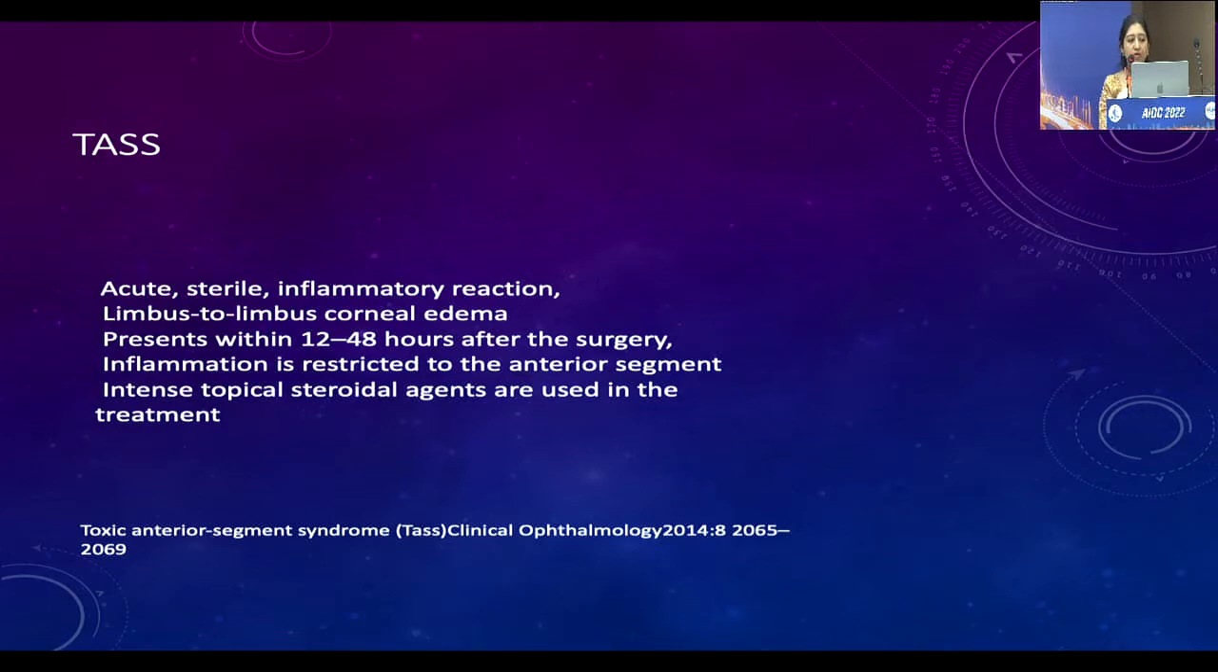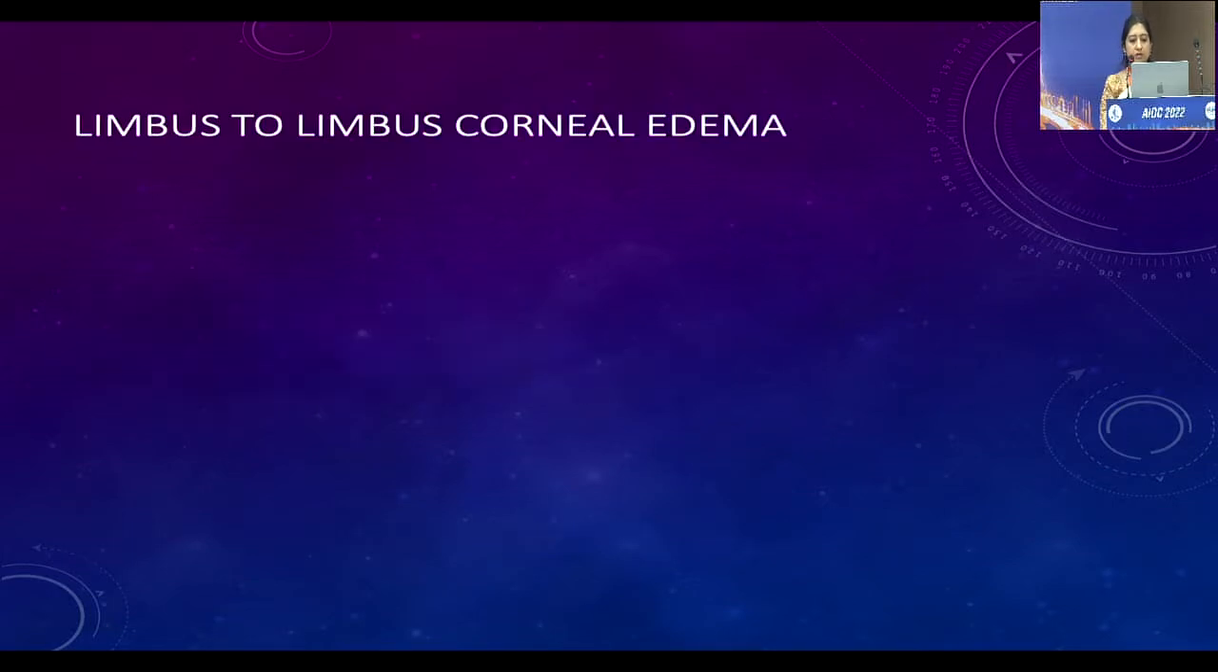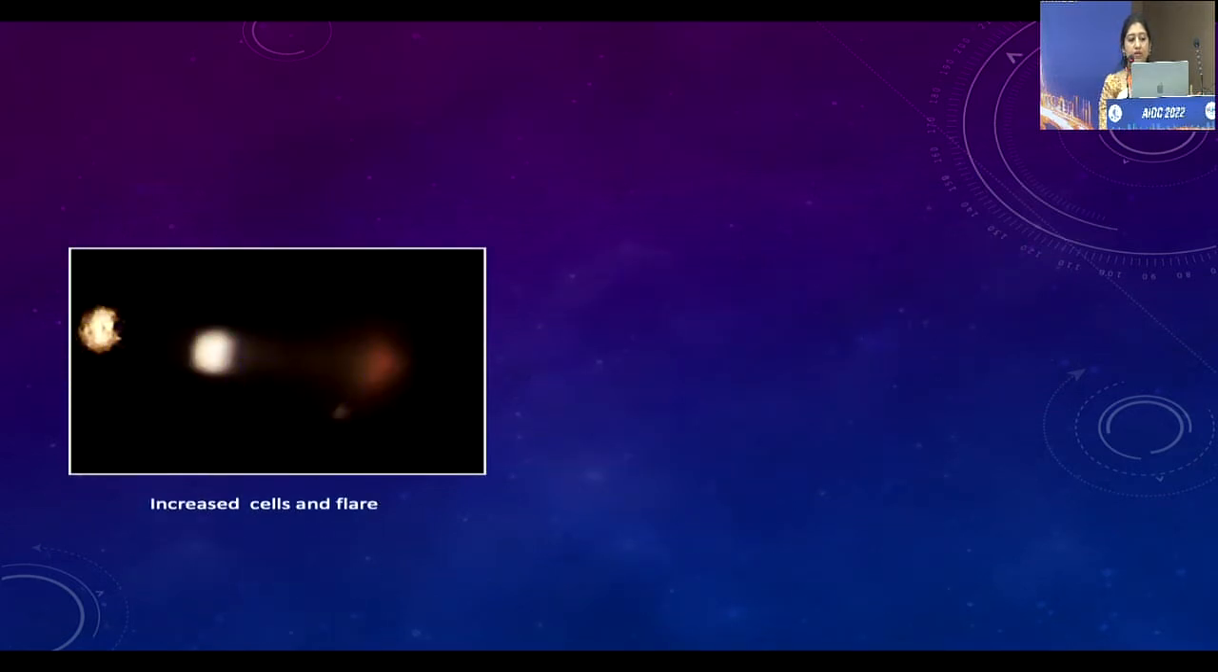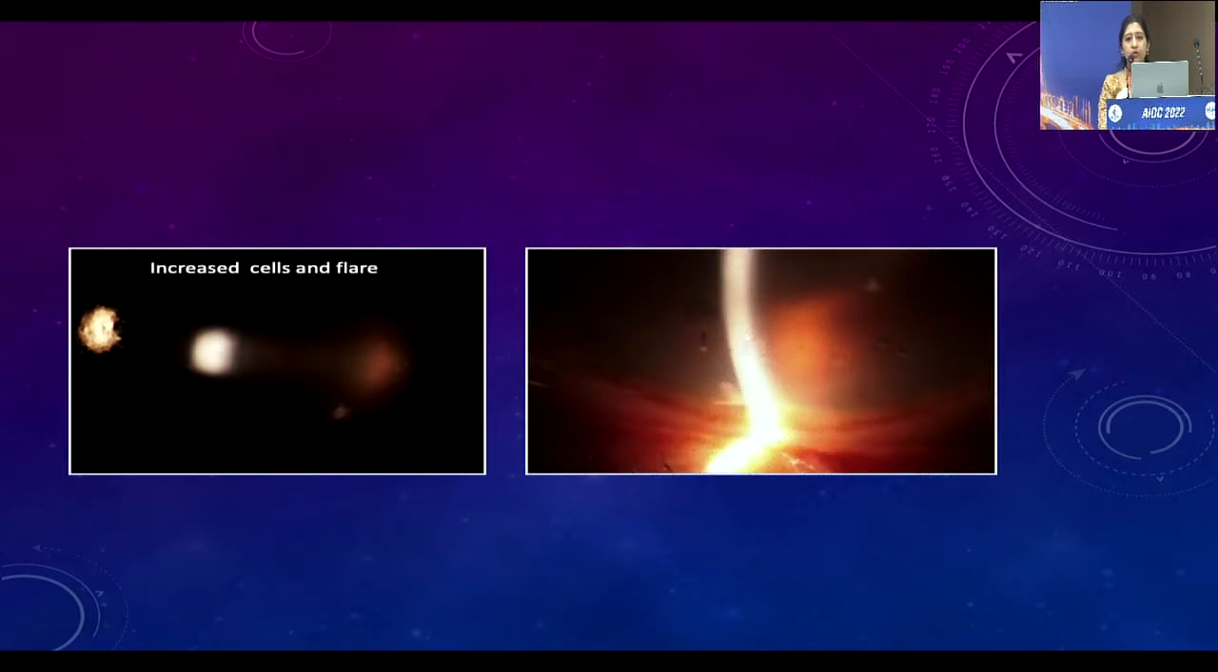As we all know, TAS is an acute sterile inflammatory reaction that usually occurs in the first 24 to 48 hours. Usually cluster cases of TAS are seen. It is very important to differentiate between TAS and early endophthalmitis because both of them have almost similar presentation. So we can see limbus to limbus corneal edema, presence of hypopyon, and increased cells. Hypopyon is usually whitish in color because this is just inflammatory material.